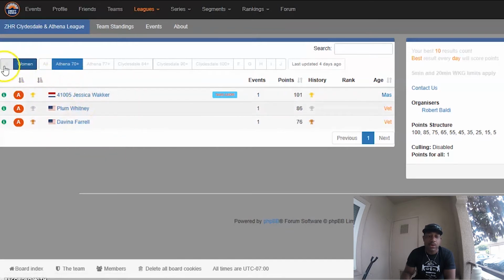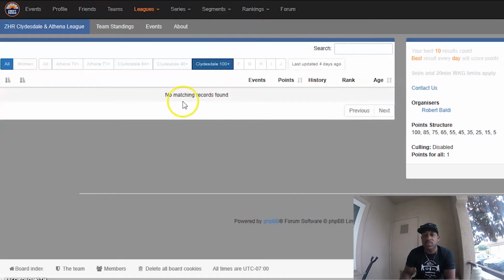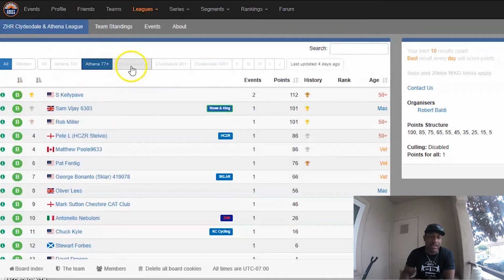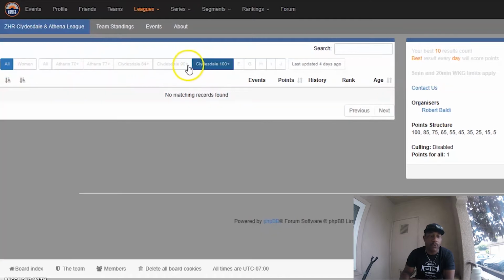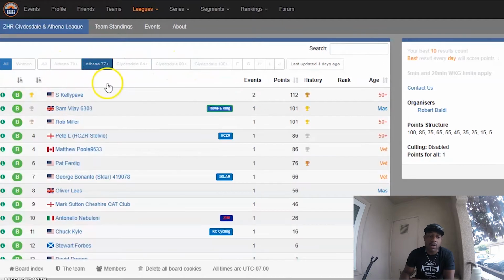So if I go to Clydesdale 100 plus and click that, and a lot of this stuff at the top in this area right here is really, really light gray. Don't think you can't click it. You can click it, so go ahead and click. I'm going to click Clydesdale 100 plus kilo, and it says no matching records found. So I'm assuming that they're not really holding a league standing for the Clydesdale men, but what they are holding is for the women, as you can see here. There's nothing for the Clydesdales, but for the Athena 70 plus and for the Athena 77 plus, there are standings there.